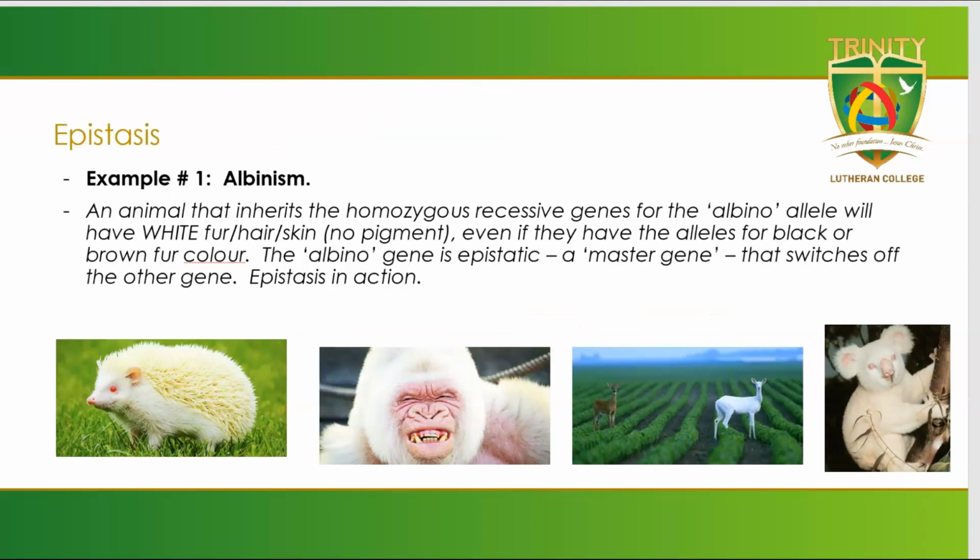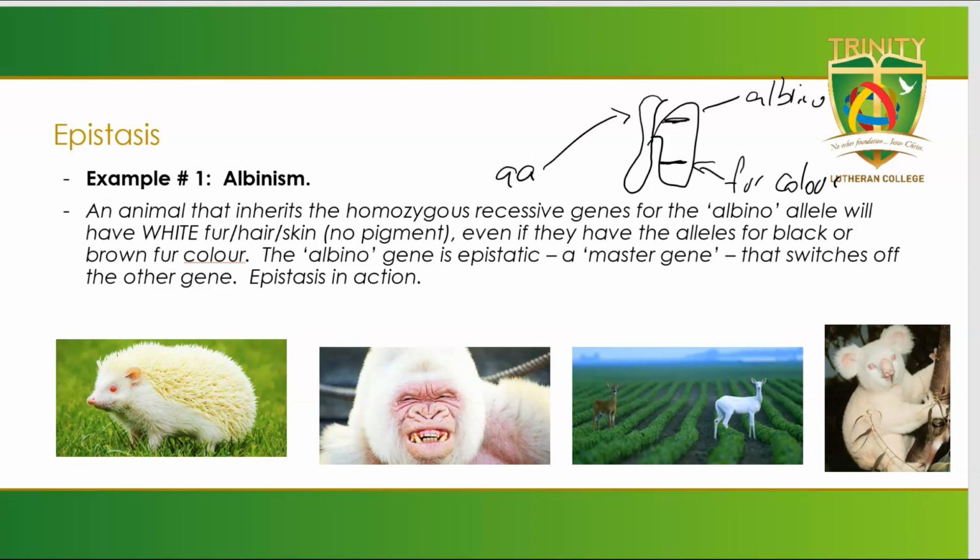An example of that is albinism. An animal that inherits 2 recessive alleles for the gene for albino is going to end up with white fur. But somewhere else on its chromosome, up here and down here, it'll have a gene for albinism and it'll have a gene for colour of fur or skin. Having this recessive albino combination means that this other gene gets switched off.